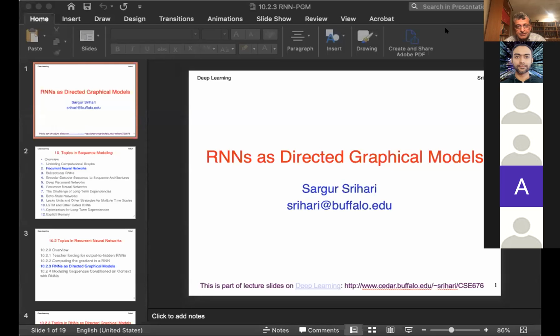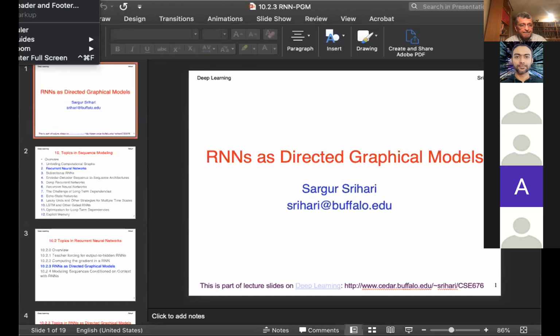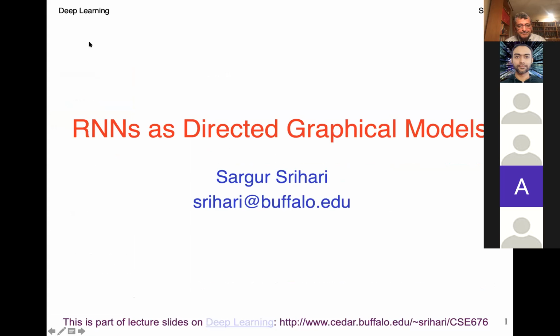Okay, we're going to go on to appreciating RNNs, and we will go to 10.2.3 next. And, oh, this seems to be not such a necessary topic. Let's see how we're doing on time. RNNs as directed graphical models. Let me just touch upon it for those who are interested in these kinds of things. So the topic is RNNs as directed graphical models.